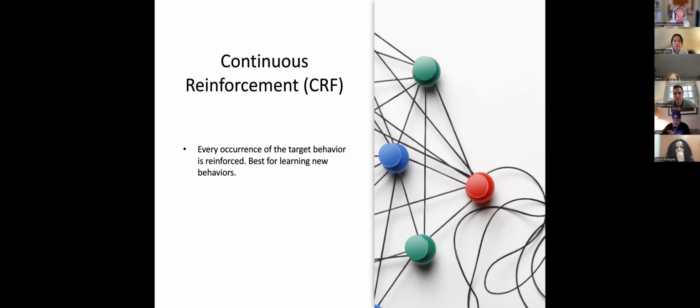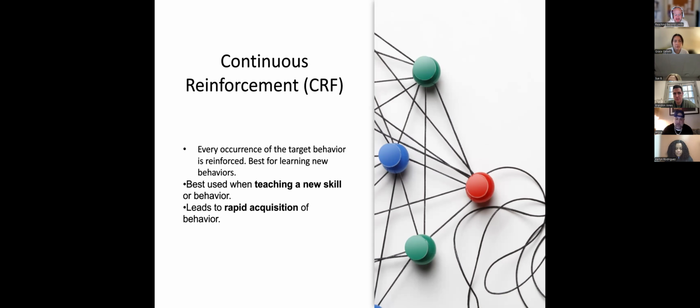So with continuous reinforcement, we're going to reinforce every instance of this behavior. Every time this behavior occurs, we're going to apply reinforcement to this behavior. And like we said, it's best for learning new behavior. So if we're brand new to a behavior, it's best if we have that reinforcement continuous, for every single instance of that behavior we are applying reinforcement.